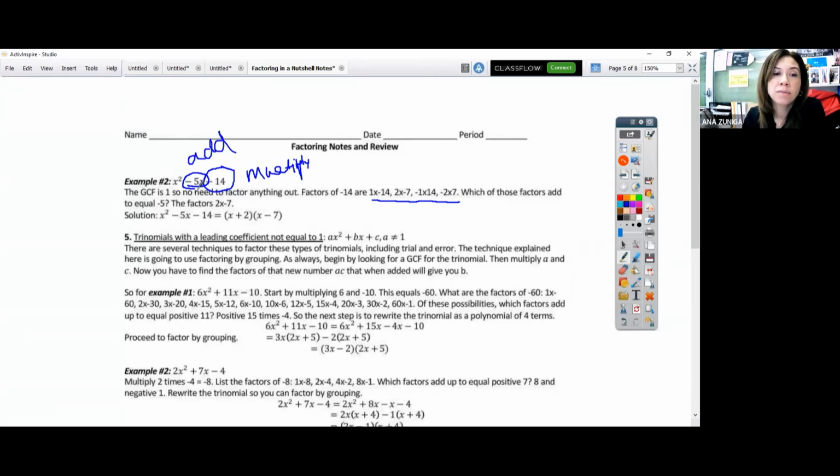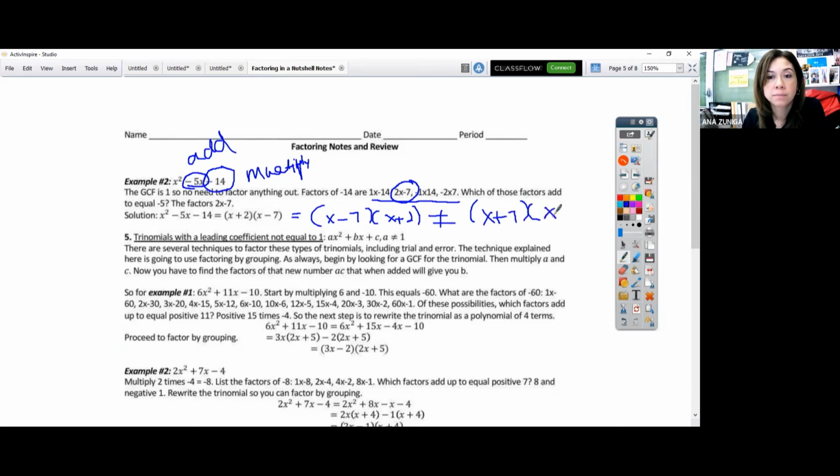And because you want the 5 to be negative, you know it's going to have to be a positive 2 times a negative 7. So that means when I factor, it's going to be x plus 2 times x minus 7. And I can write this as x minus 7, x plus 2. What you can't mess up on are the signs. Okay, so these two things are the same, but you cannot say x plus 7, x minus 2.